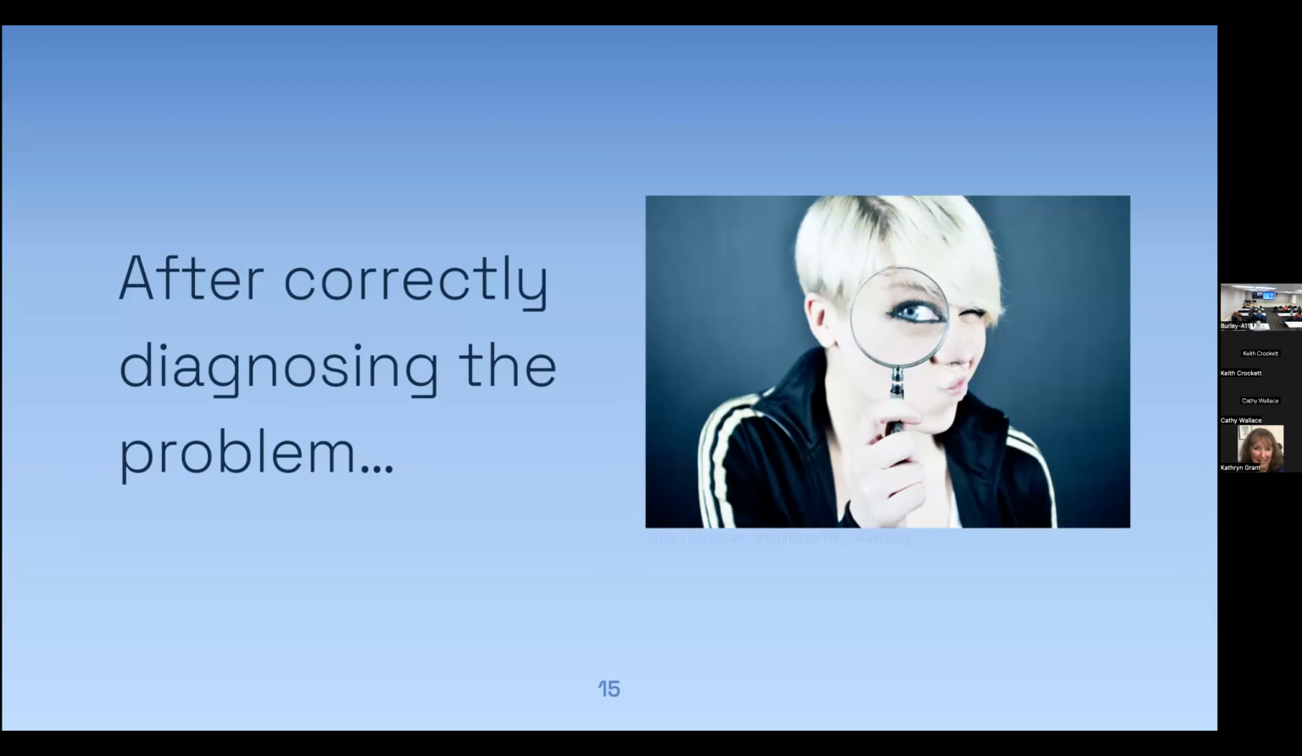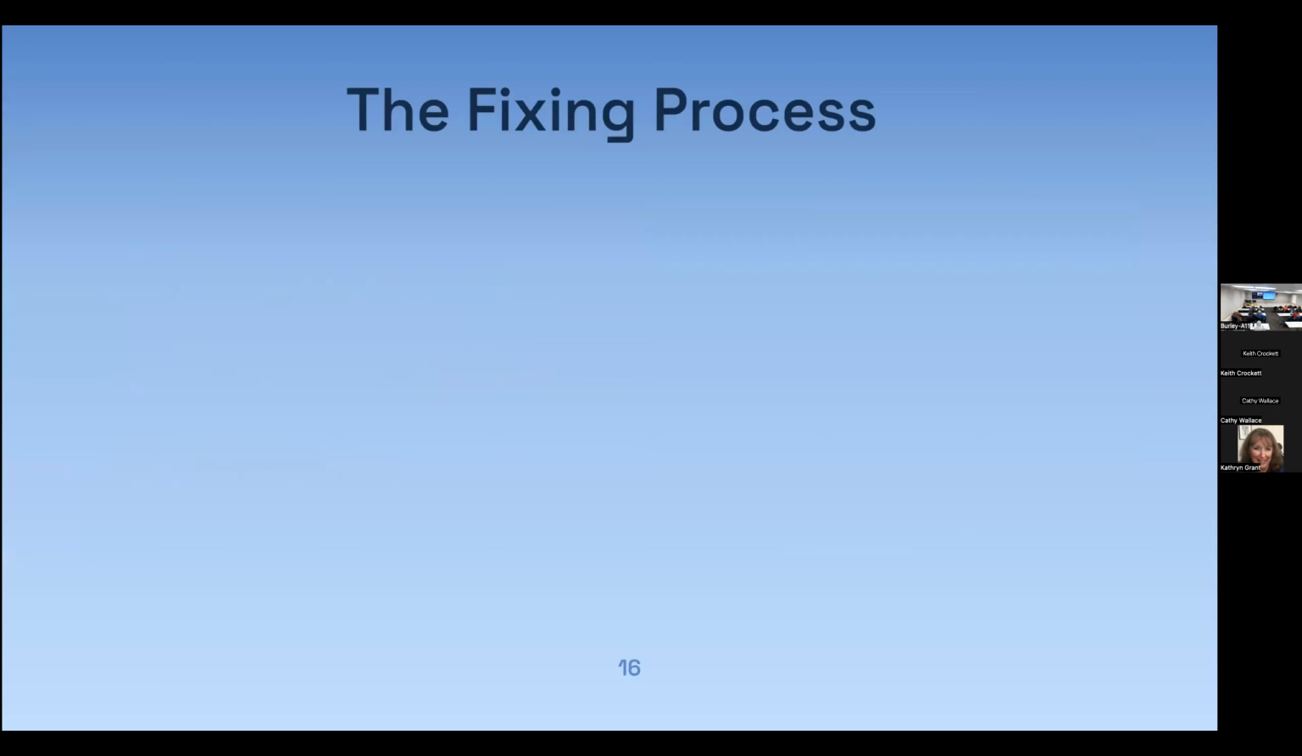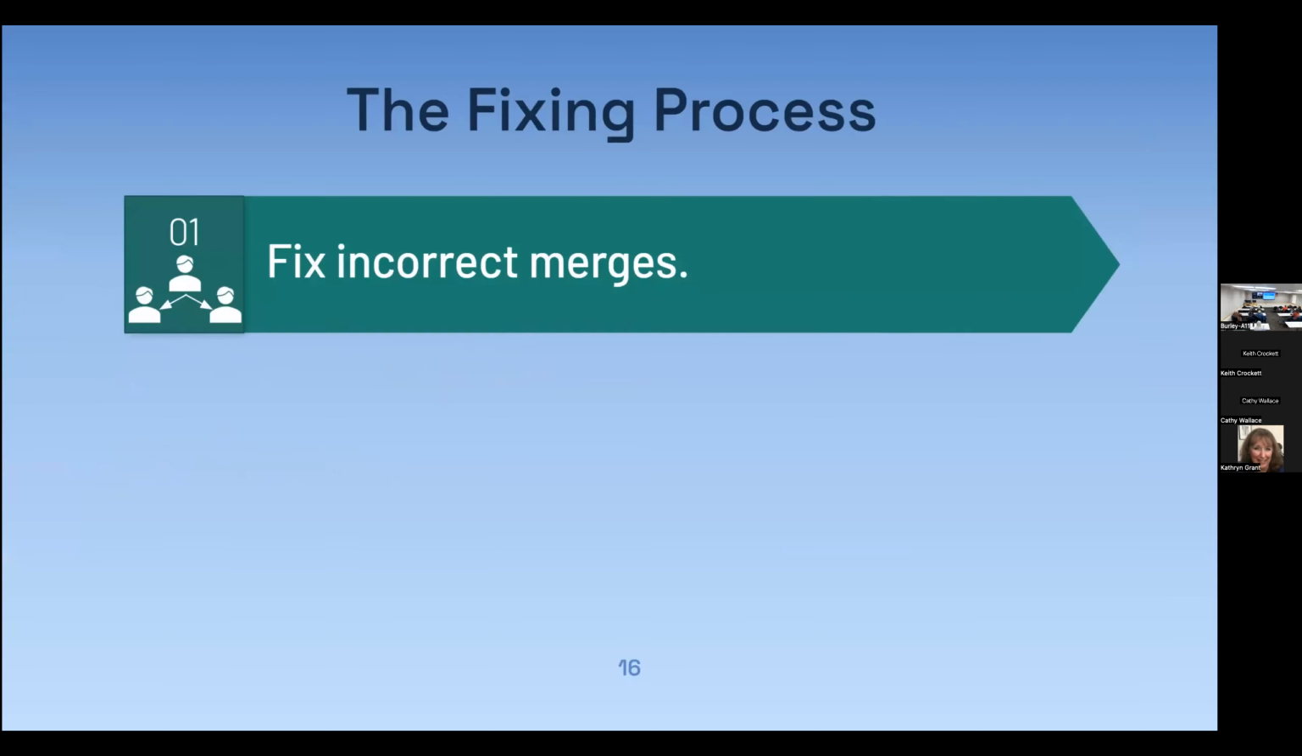So after diagnosing the problem correctly, here is a simple fixing process. The first thing you want to do is assess the profile for any incorrect merges. If there are any, those are the first thing to fix. Because if you try to do other fixes before you fix the bad merge, then when you do fix the bad merge, it's going to create more problems, in my experience.